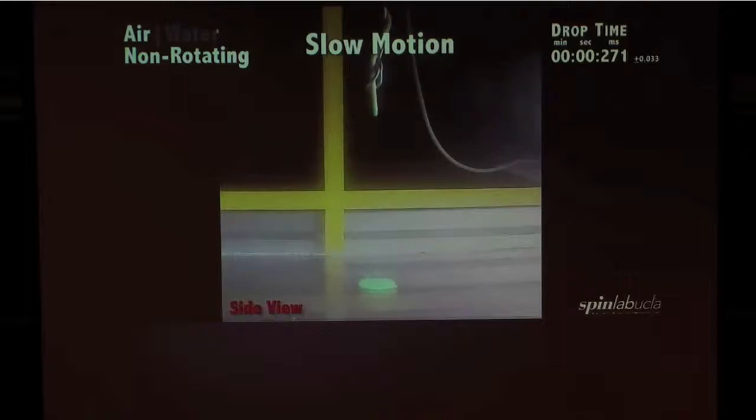Actually, there's a lot of physics there. One, it's a drop, right? We have surface tension here. When we go to water later, you'll see a very different structure. You won't have a drop when you drop it in water. But okay, so we've got these drops. They fall very nicely. The drop time is about 0.3 seconds.